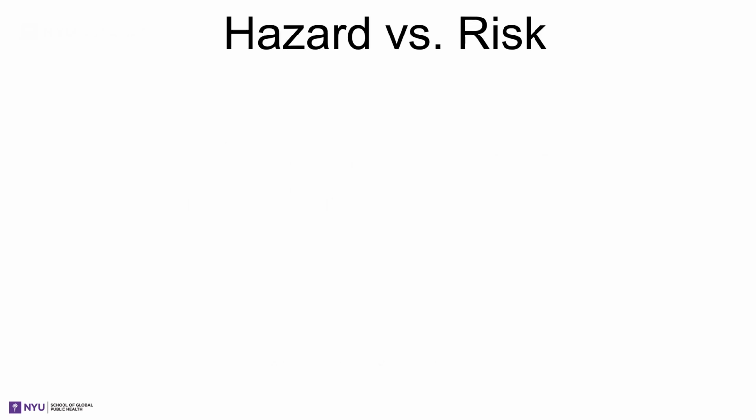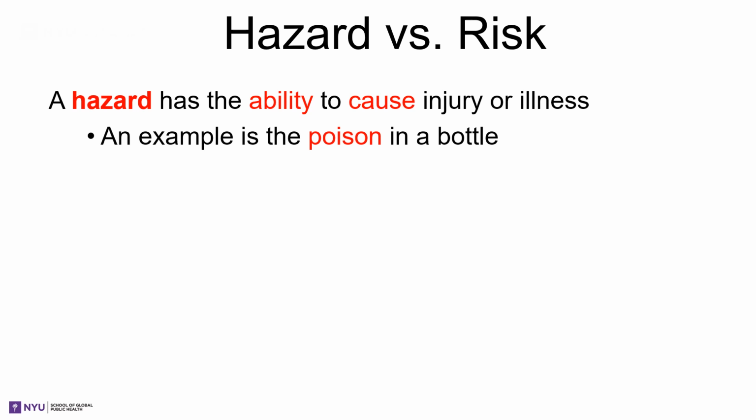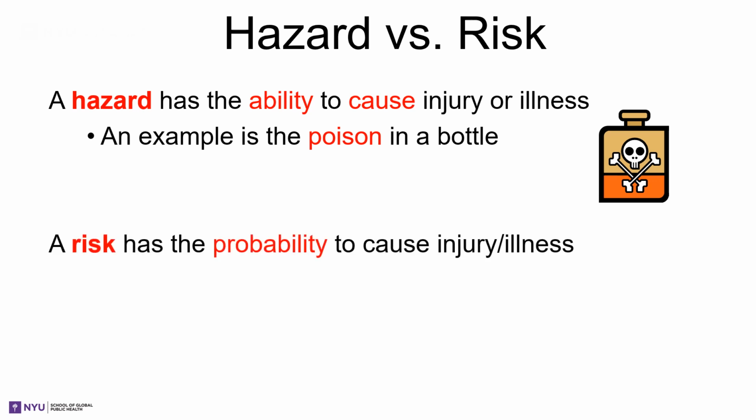To understand risk, we must differentiate between a hazard and risk. A hazard has the ability to cause injury or illness. An example is poison in a bottle. Whether you drink it or not, it has the ability to cause harm. A risk has the probability to cause injury or illness.